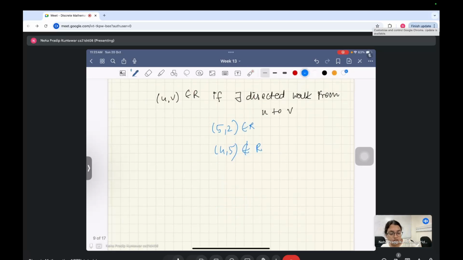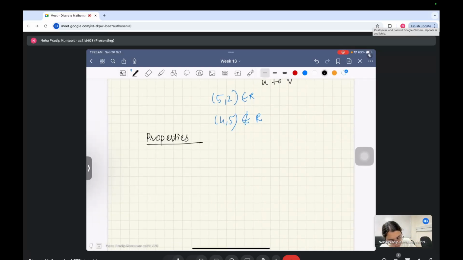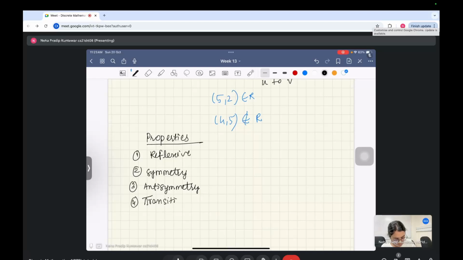Now the question that we're asking is, what are the properties of these relations? Notice that we had defined some properties. Given any relation, you can define properties associated with it. Those are reflexive, symmetry, antisymmetry, and transitivity. So let's check one by one whether the relation that we have defined satisfies these properties or not.